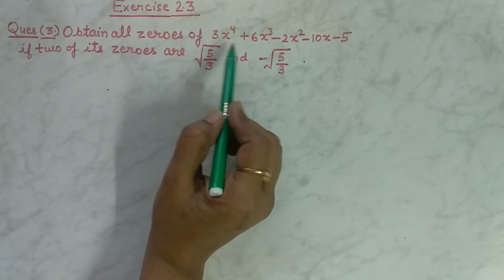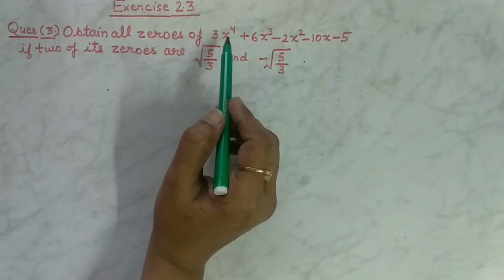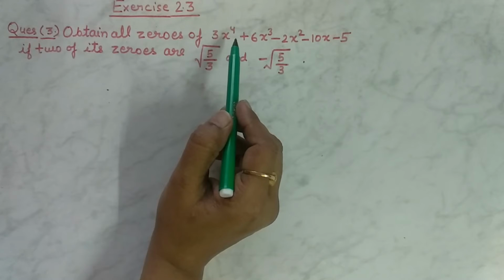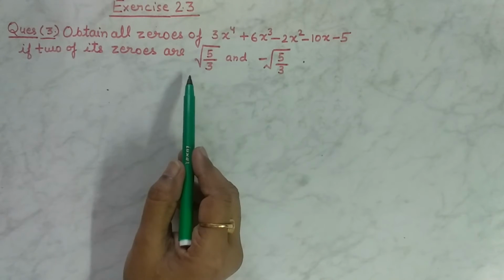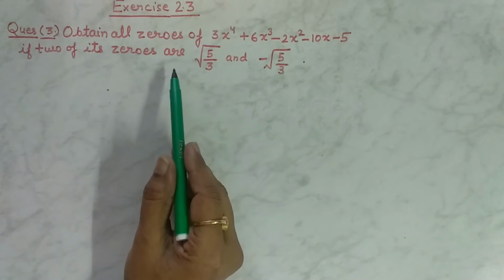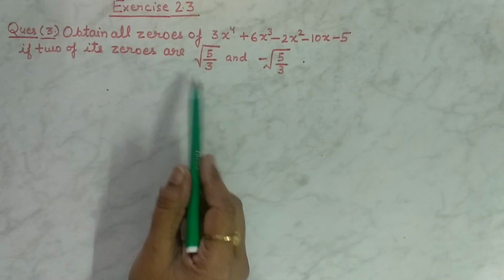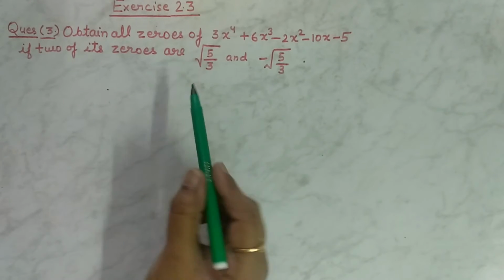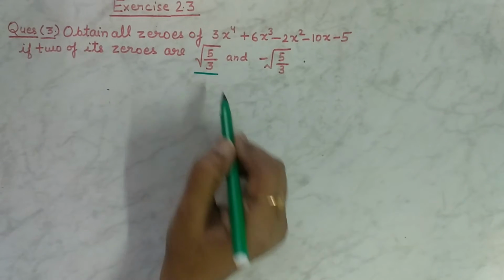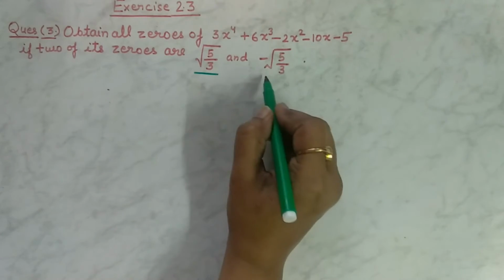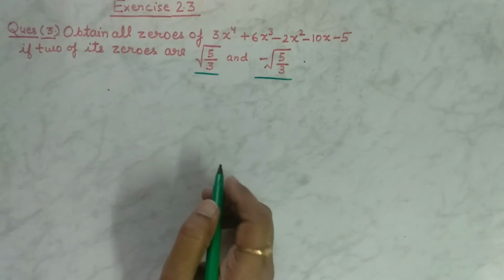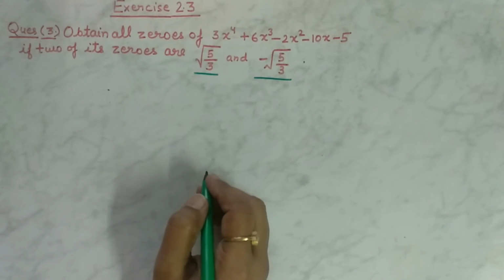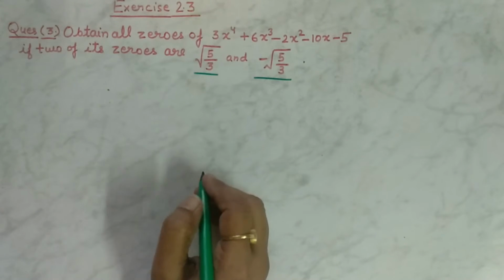This is a polynomial of degree 4. So the total number of zeros of this polynomial will be 4. Out of those 4 zeros, 2 zeros are given to us. One zero is under root 5 upon 3 and another zero is minus under root 5 upon 3. There are two more remaining zeros which we have to find out.